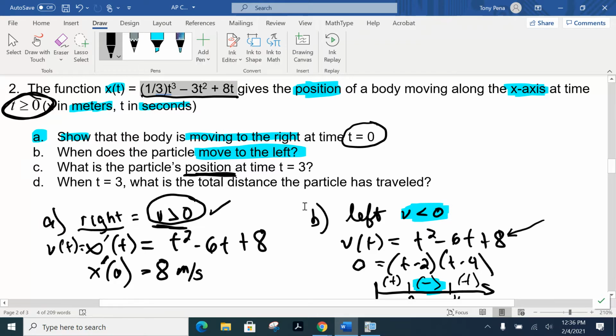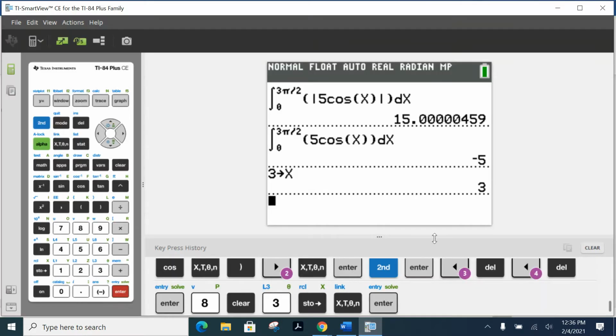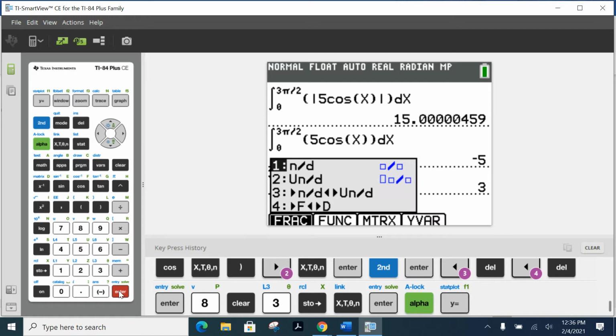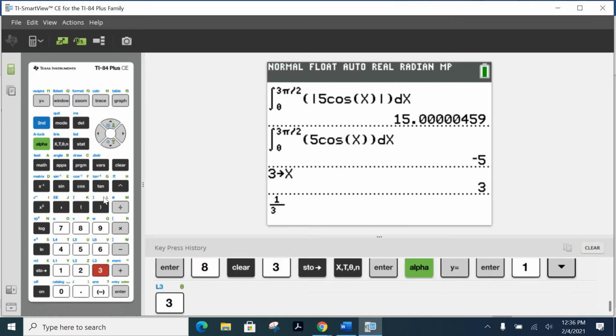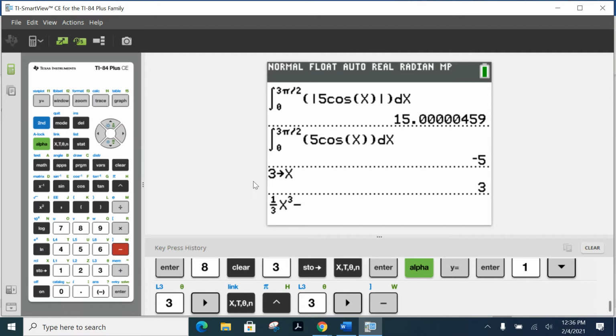So you're going to do 1/3. Let me see if I remember this. 1/3 t cubed minus 3t squared. So now if I just make this look like our function, so 1/3. And now that I know the x is stored as a 3, I just do 1/3 x cubed. I already forgot it. What is it, Rishi? What's the rest of that equation? All right, minus 3x squared plus 8x.